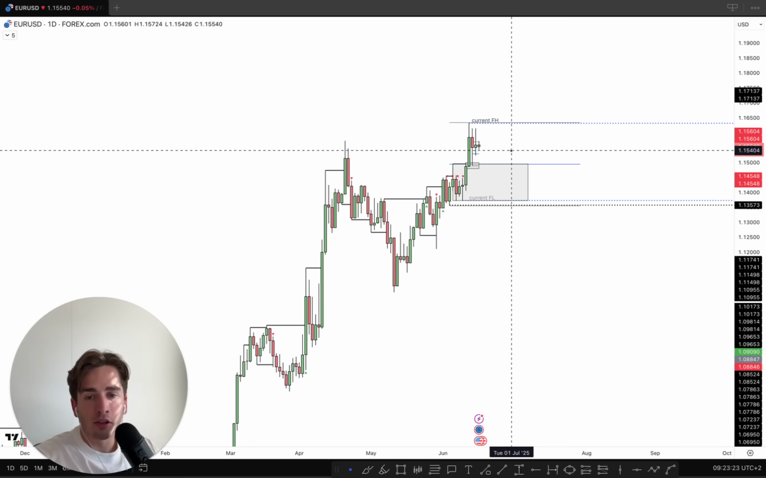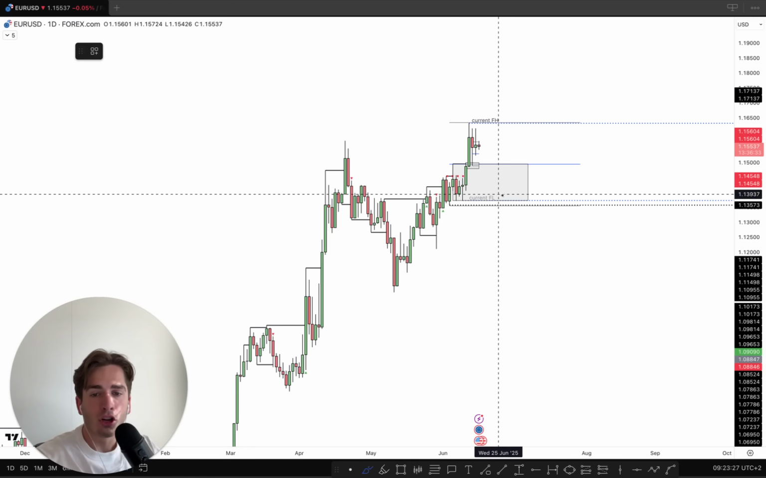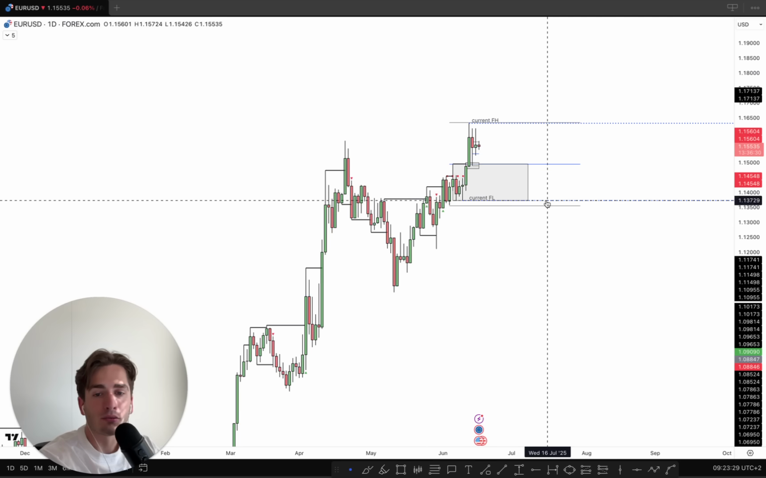Now, if we look at EURUSD here on the daily time frame, we can still see that the daily time frame is fractal bullish, with the current fractal high being respected.